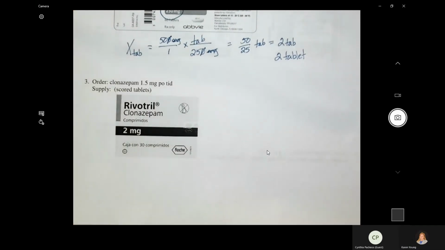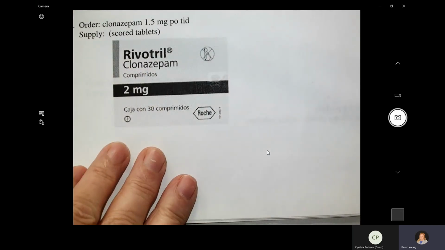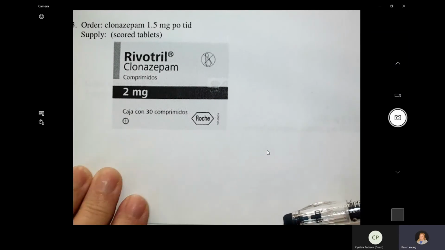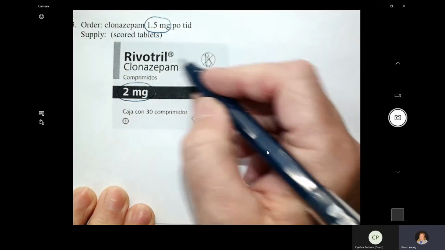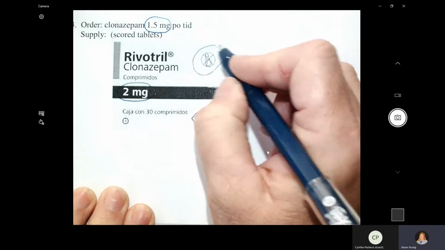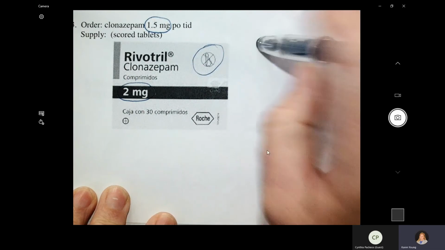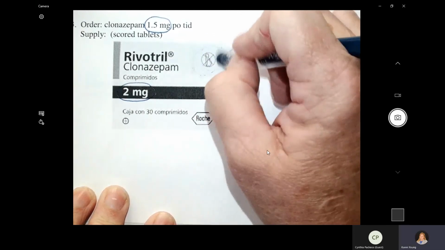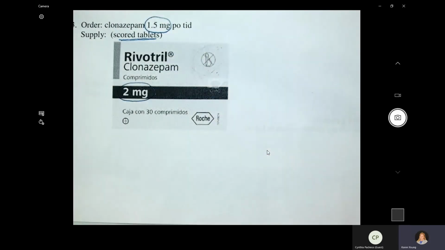So y'all try number three. The order is clonazepam, 1.5 milligrams is the order. Okay, so here's your order. 2 milligrams. It doesn't say anywhere on the label that they're tablets. This kind of gives away that it's a tablet. Maybe, maybe not. This is not for pregnant people. Somewhere I got that it's scored tablets and I put it up here in the supply dose.